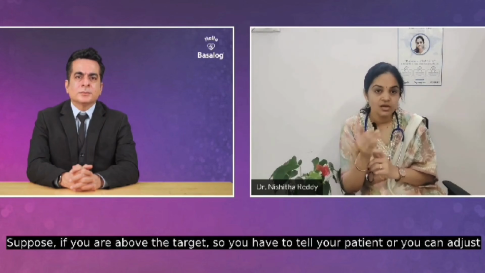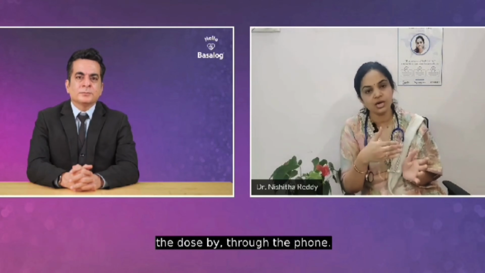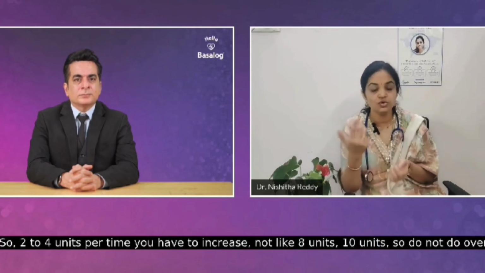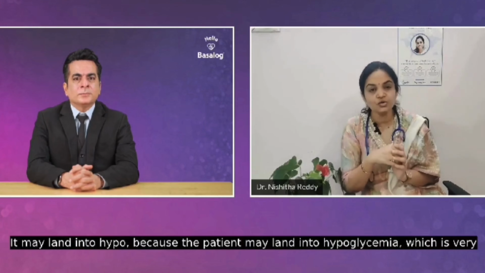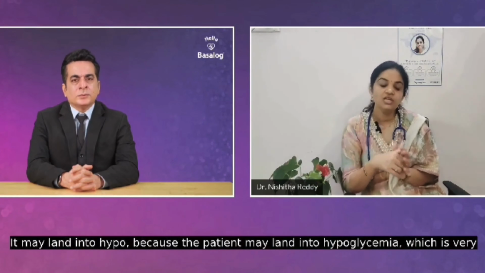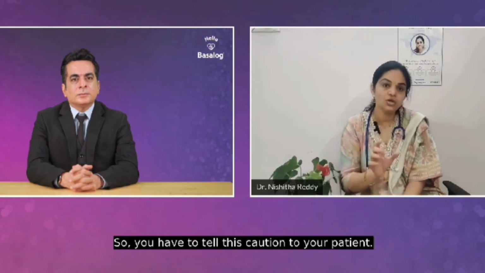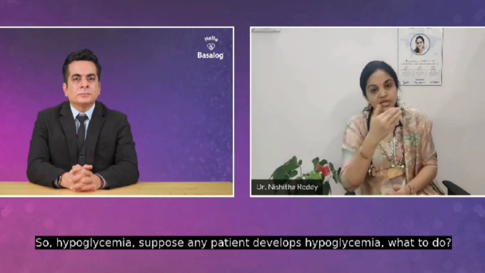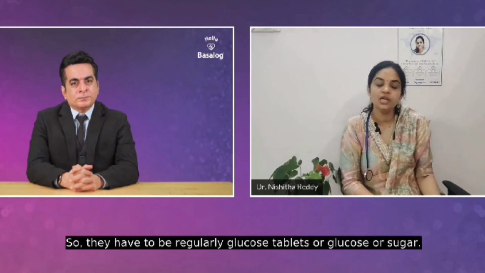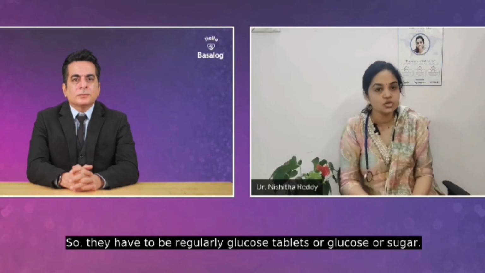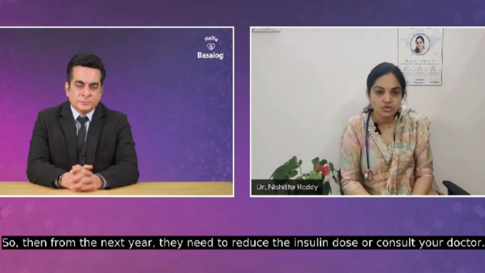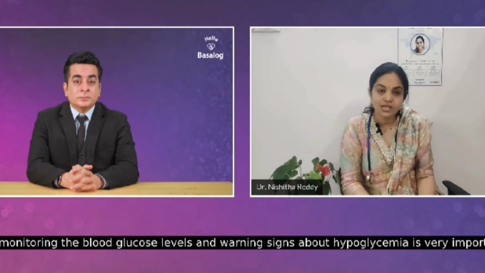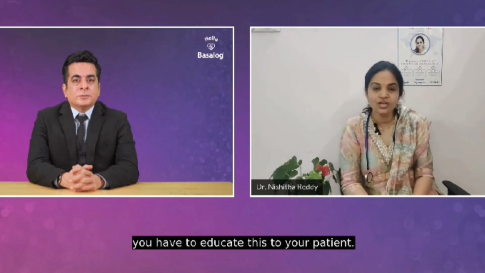If you are above the target, you can tell your patient, or adjust the dose through the phone. Increase 2 to 4 units at a time, not 8 or 10 units. Don't over-titrate, because the patient may land in hypoglycemia, which is very risky. You have to tell this caution to your patient. Hypoglycemia is one of the common complications. If any patient develops hypoglycemia, what to do? They should keep glucose tablets, glucose or sugar readily available. Then from the next day they need to reduce the insulin dose or consult the doctor. Monitoring blood glucose levels and knowing warning signs of hypoglycemia is very important. You have to educate this to your patient.